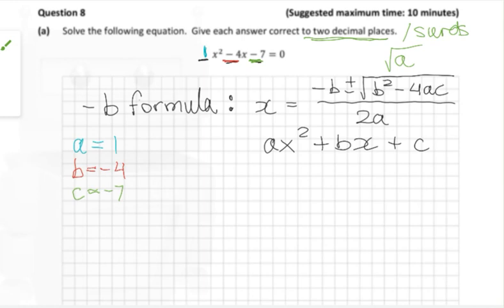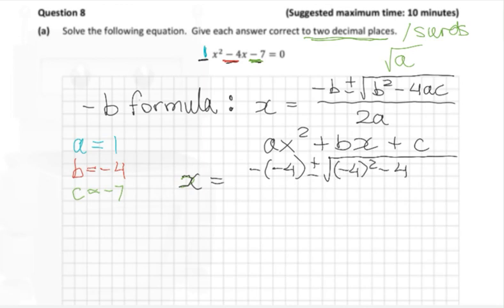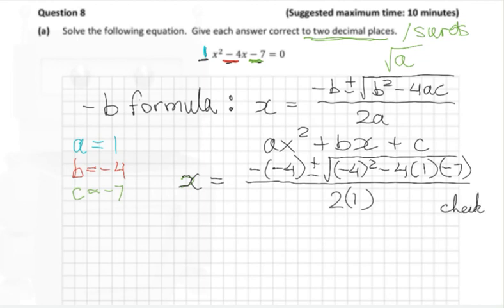Anybody familiar with my tutoring will know that I always say use the brackets. So minus b will be minus 4, plus or minus the square root of minus 4 squared minus 4ac, by 1 by minus 7, all over 2a, so 2 by 1. At this stage do a double check. Does everything look good?